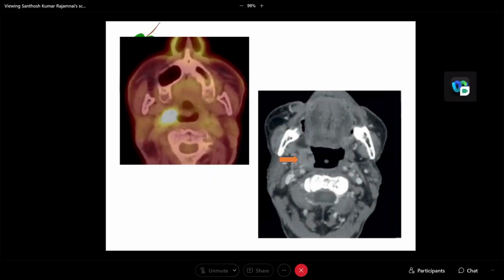So now we put an important slide. You can see the PET scan. I was talking about PET scan all along. This is what a PET scan looks like. And you can see a bright signal at the tonsil region. In the CT scan, I have marked it with a red arrow, and on the PET scan you can see the bright signal. Immediately the diagnosis is obvious. It's a malignancy of the tonsil.